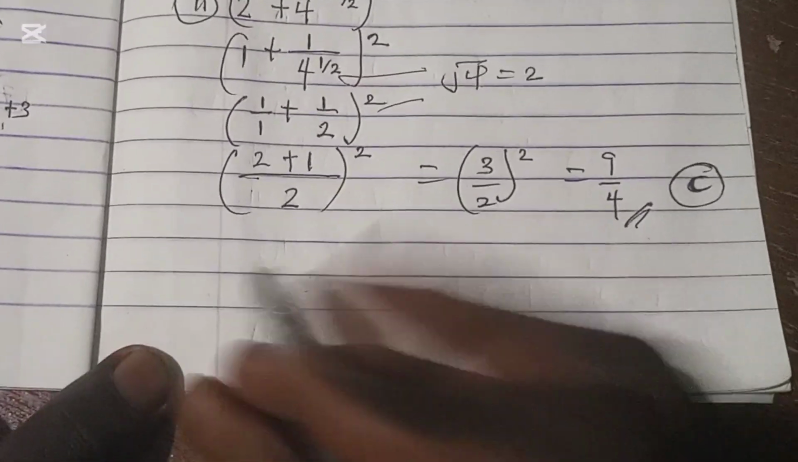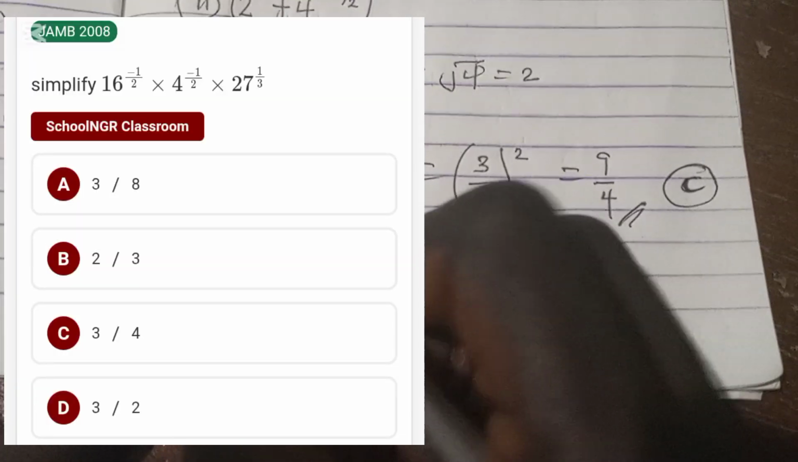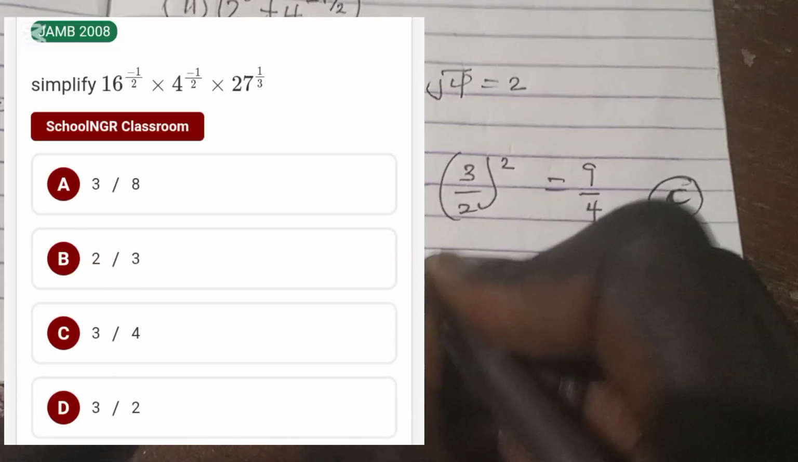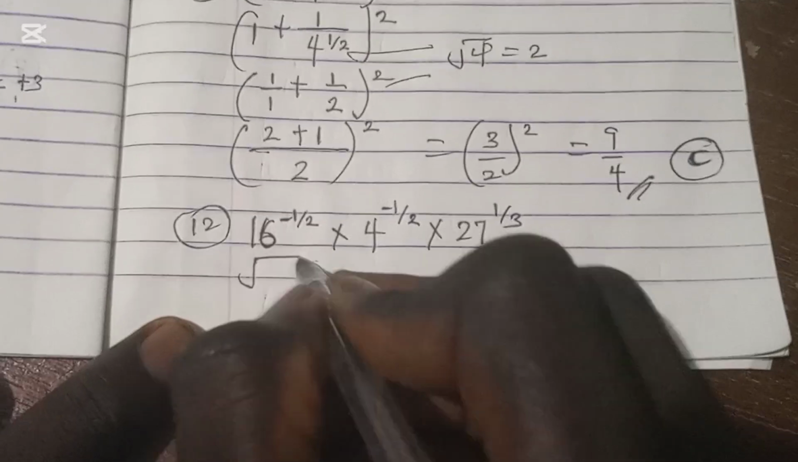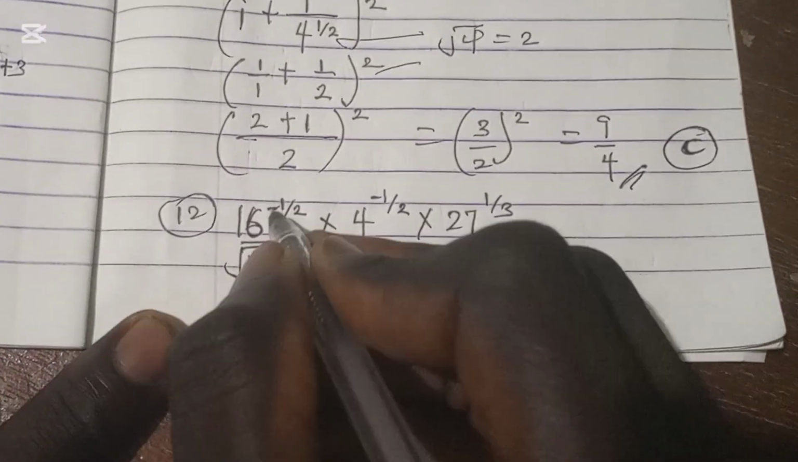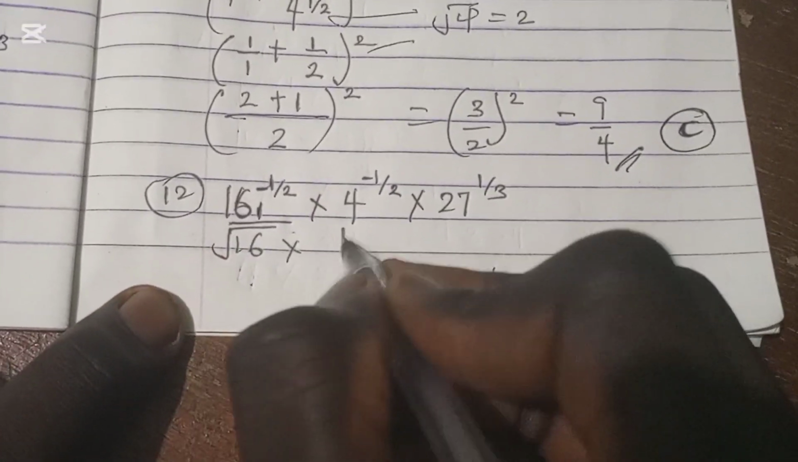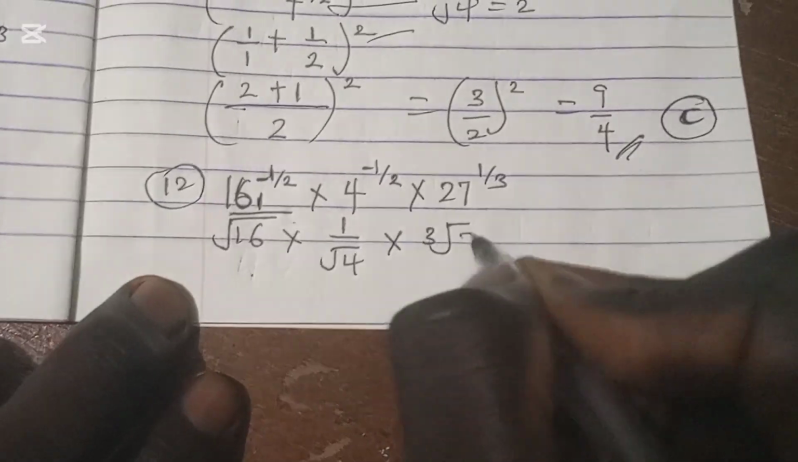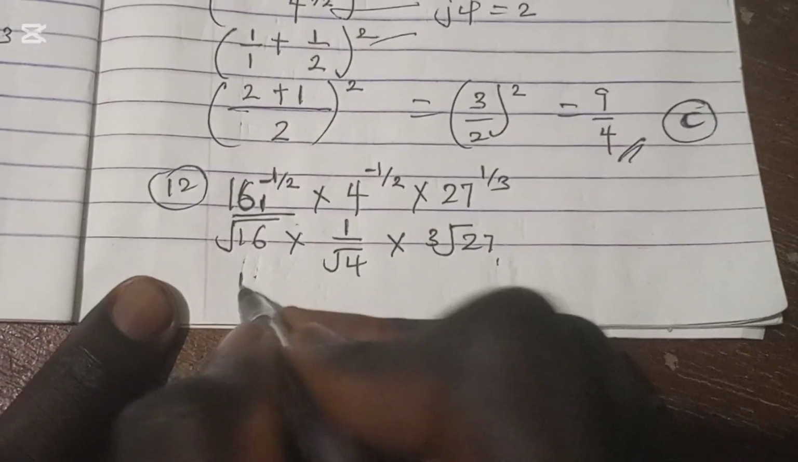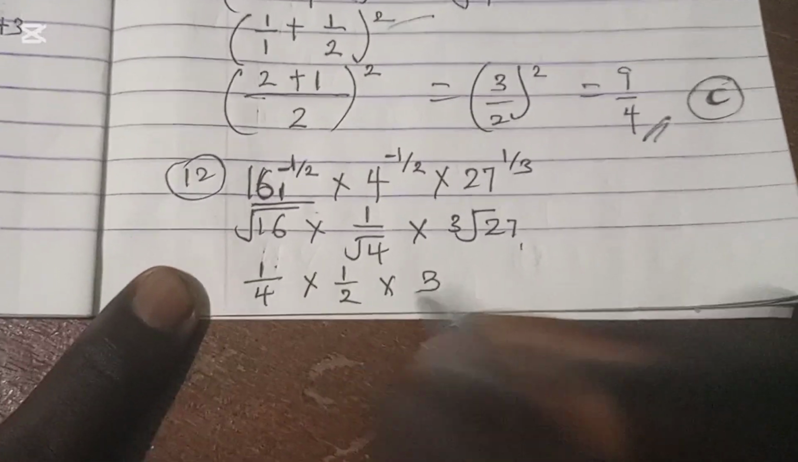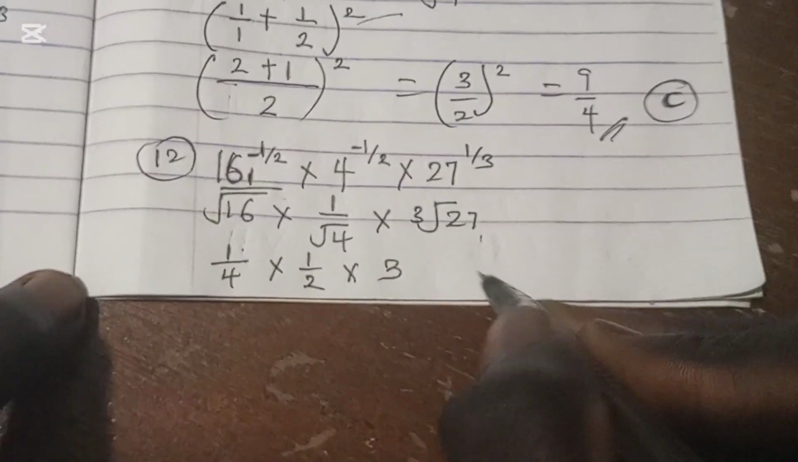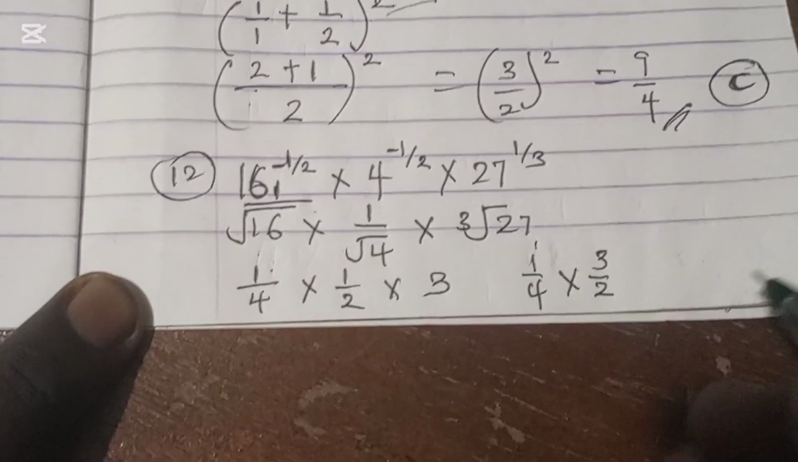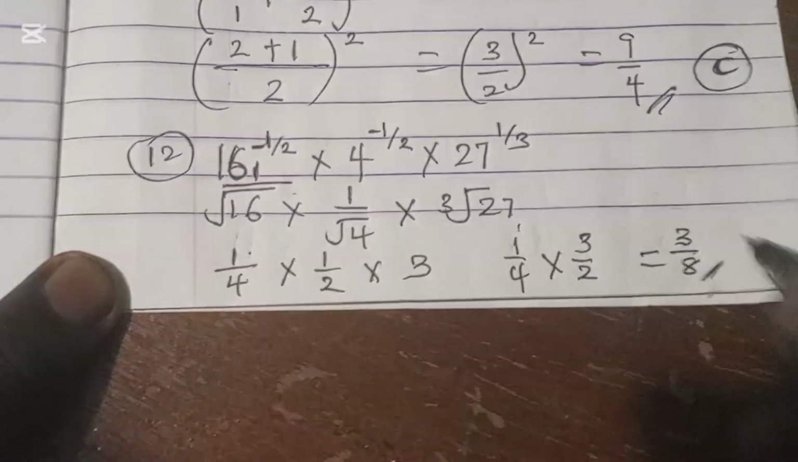Another question says 16 raised to the power minus 1 over 2 times 4 raised to the power minus 1 over 2 times 27 raised to the power 1 over 3. So this is 1 over square root of 16 times 1 over square root of 4 times cube root of 27. So permit me to write here, that's 1 over 4 times 1 over 2 times 3. So this will give us 1 over 4 times 3 over 2. And when you solve this, it will eventually give you 3 over 8. That's option B. Moving on to another question.